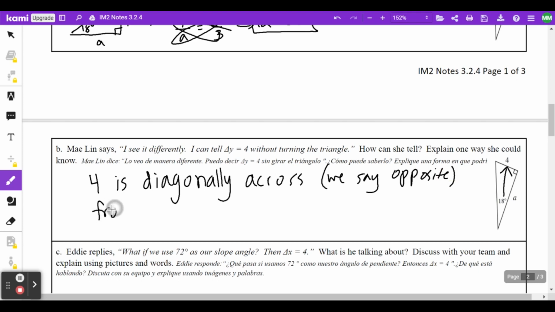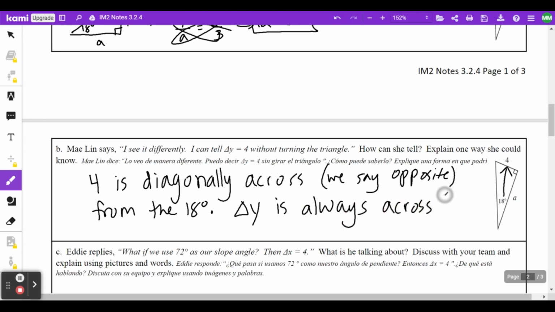From the 18 degrees, change in y is always across from the angle. Instead of across, we usually say opposite.